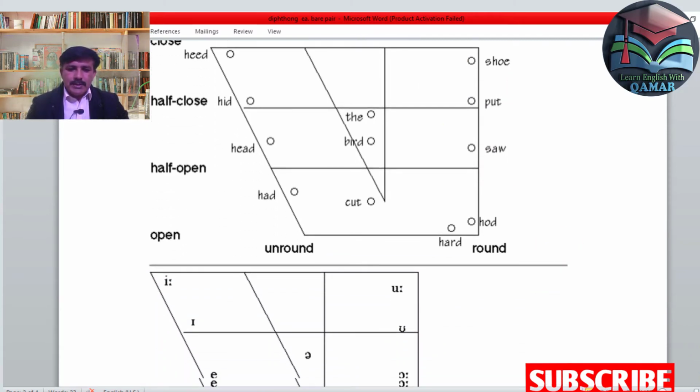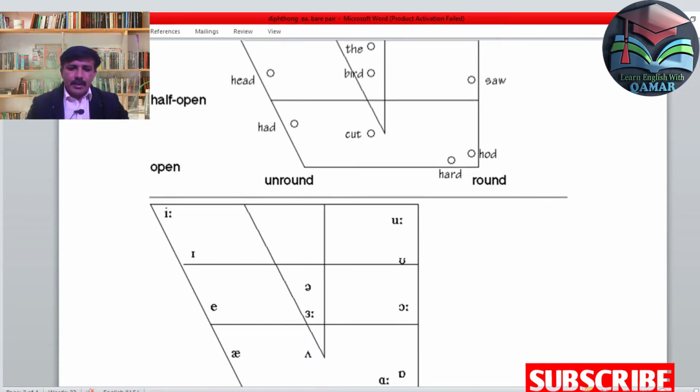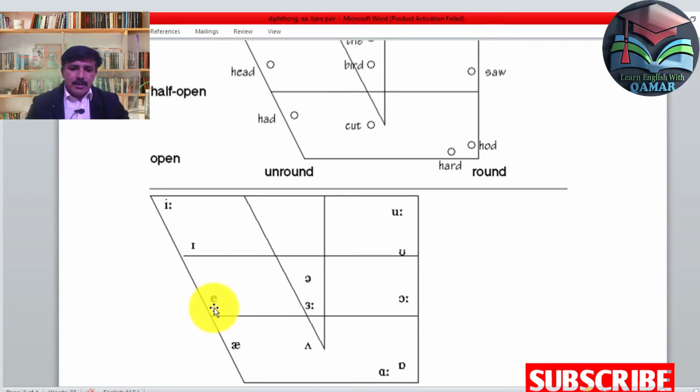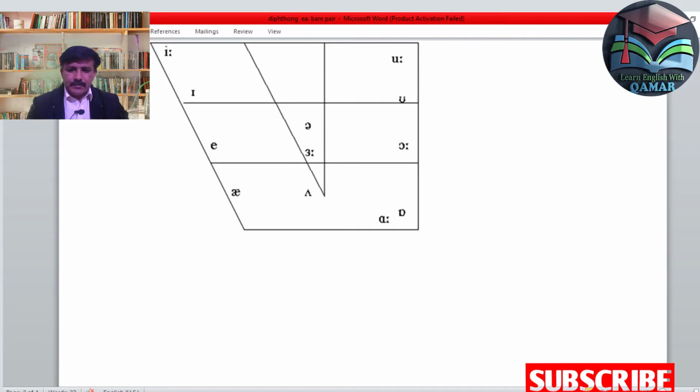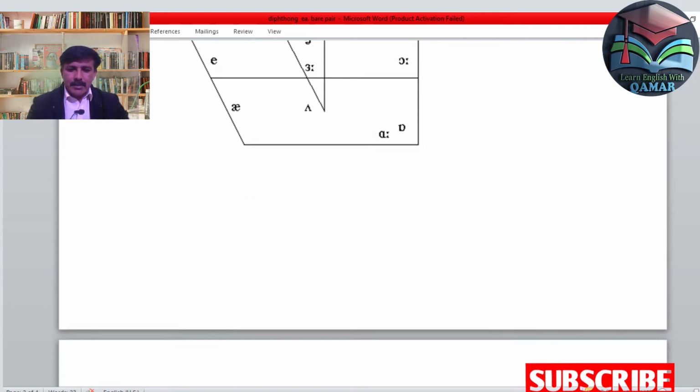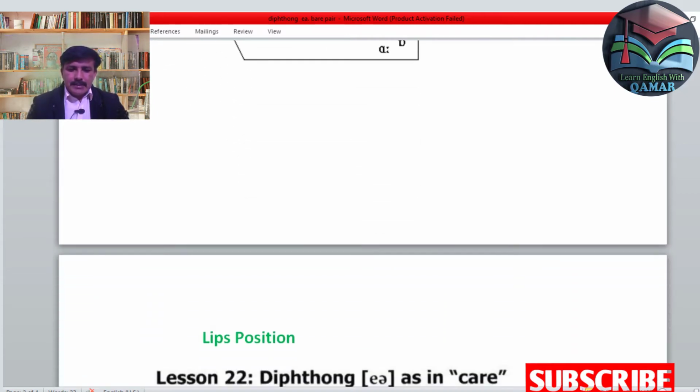Today's sound is this mid vowel a, half open, and the schwa sound a. It is the combination of these two sounds, a front vowel and then a middle vowel, the central vowel. Okay, next we can see examples through words and examples through sentences.